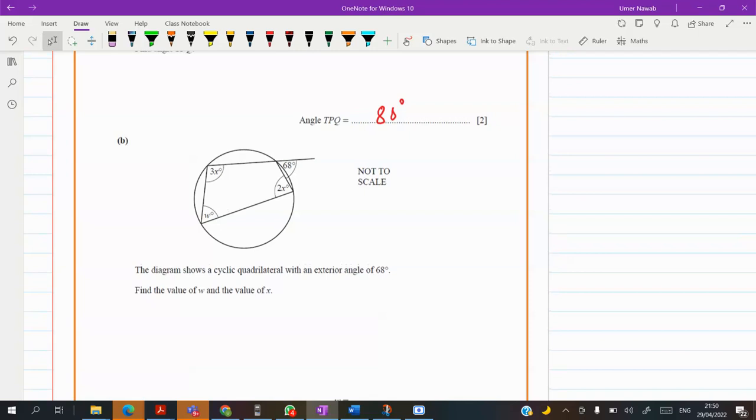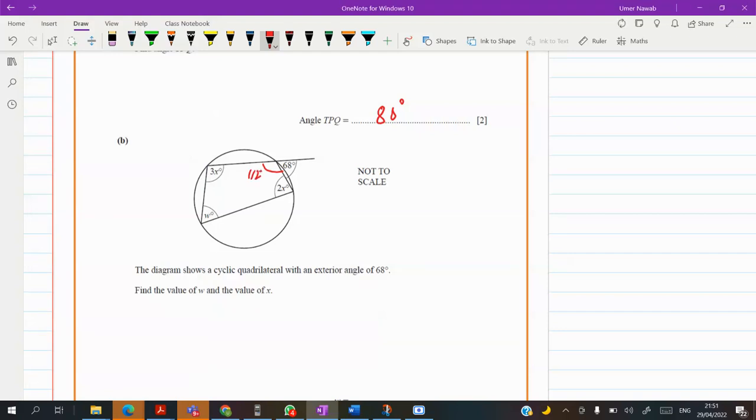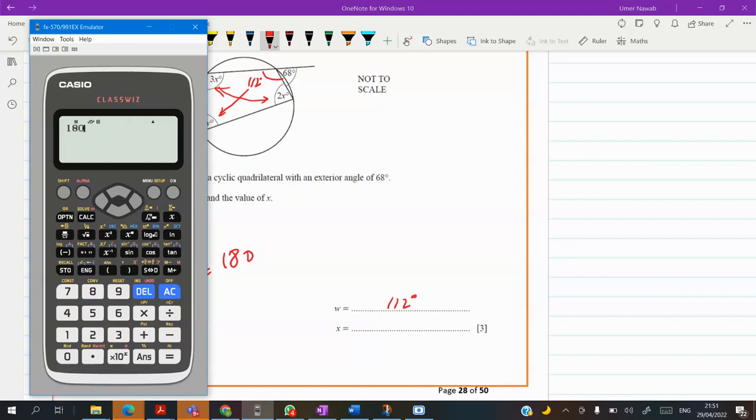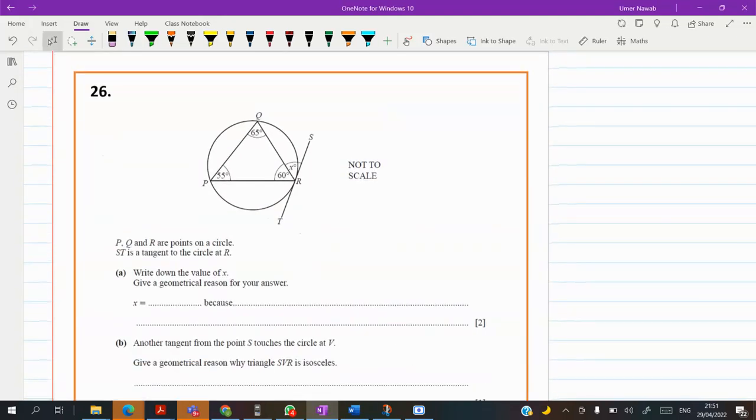Now, cyclic quadrilateral. First find this. 180 minus 68 gives you 112. Okay, then opposite angles are supplementary. So W is 112, and 2x plus 3x is 180. Then 180 divided by 5 gives us 36. So x is 36. Next, we have to find x. X is same as 55. Alternate segment theorem.